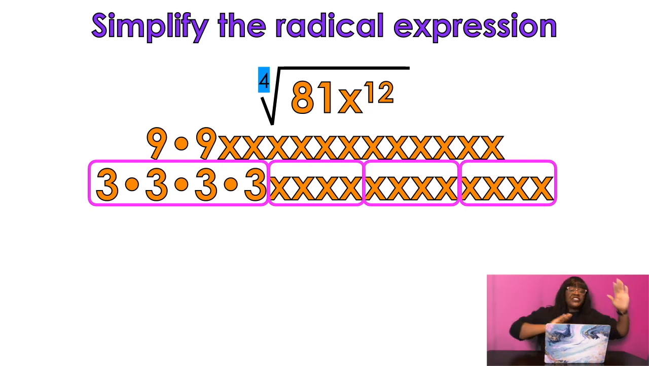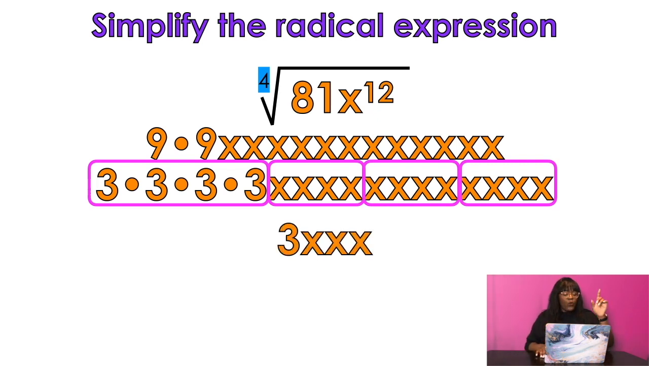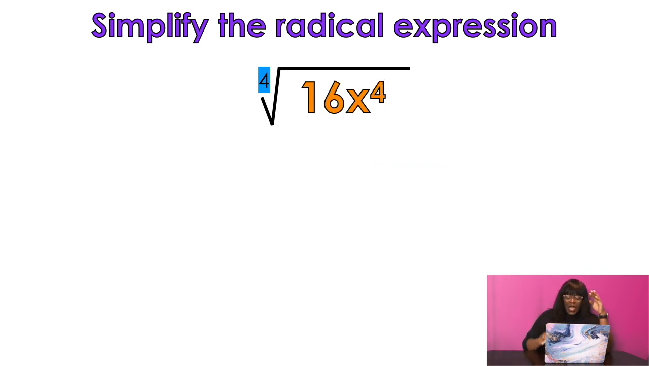So everything is getting circled. When everything is getting circled, that means everything comes out. Nothing is left in the radical. There's no more radical if everything is circled. So I'm going to take one 3 and one x for each of those circles. So my final answer is going to be 3 x cubed. No radical because nothing is left under there. Okay, I have the 4th root of 16x to the 4th.